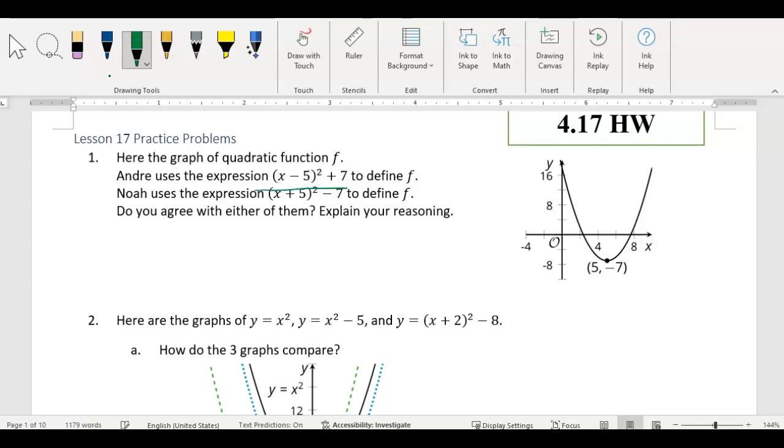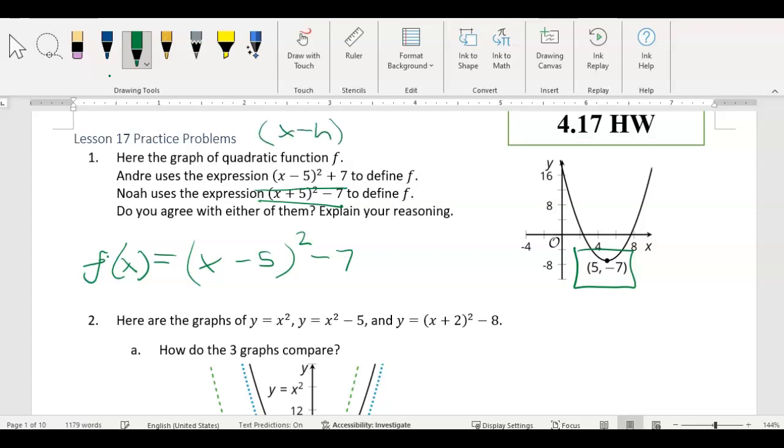So here, the graph of a quadratic function f. Andre uses this expression, Noah uses this expression. Do you agree with them? Well, what I'm going to do is look at this equation and make my own equation. So I'm going to say f of x equals, using my vertex form, (x minus 5) squared minus 7. Because I have a positive 5 here, we know that our equation is (x minus h) squared, right? And so that tells me that minus is part of the equation, and I have a positive 5 here.